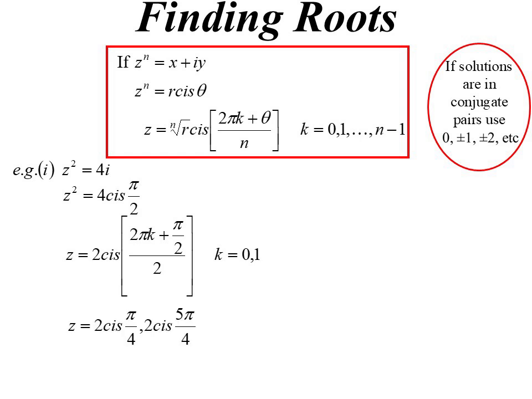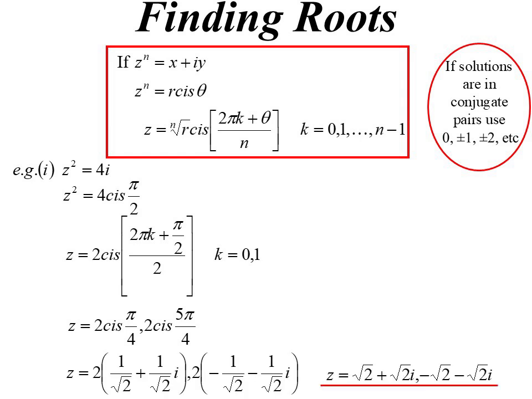And I get 2 cis pi on 4, 2 cis 5 pi on 4, which I can then work out, and there's my 2 square roots. That gives us another way of finding the square root of complex numbers. Of course, it does depend on the argument being quite nice if I want to get it into the x plus iy form, because can we find the cos of the angle as a nice neat exact value or not? So when it's pi on 2 and pi on 4 and those sort of things, it works out nicely.